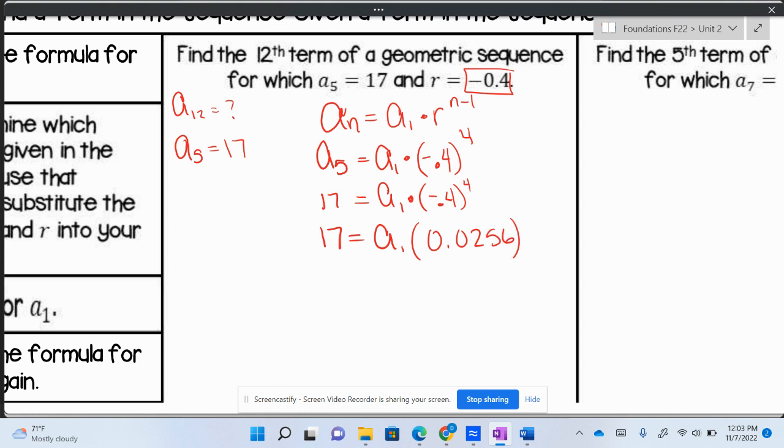Yeah, it is. Can you get A1 all by itself? How would you do that? I mean, this is just an equation. Can you solve for A1? Because right now that says 17 equals A1 times 0.0256. How could I get A1 all by itself? Basically, what's the undo of multiply? Divide. I have to divide both sides by 0.0256.